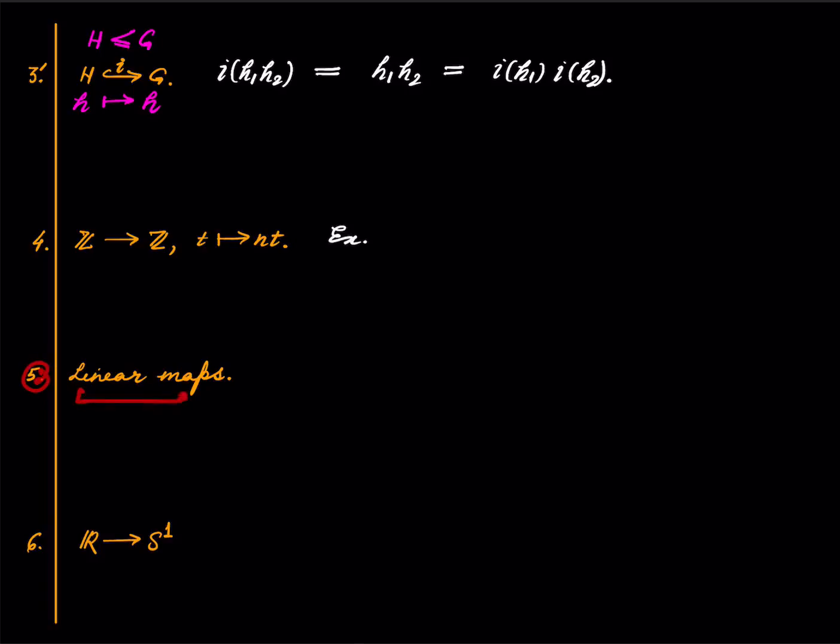This example is that all linear maps are group homomorphisms. Now that requires some explanation. Suppose V and W are vector spaces over the same base field, whatever that base field might be. So a vector space is not a group, right? A vector space is some quadruple. It has an operation of addition and an operation of scaling.